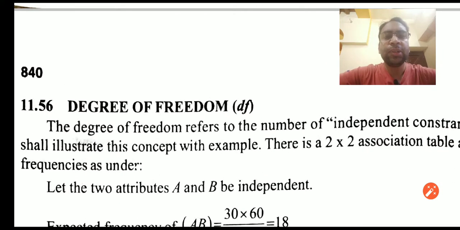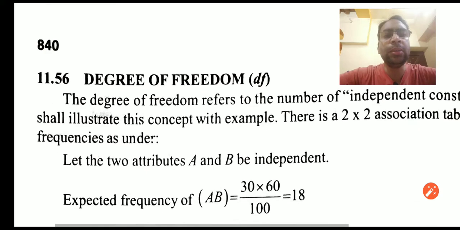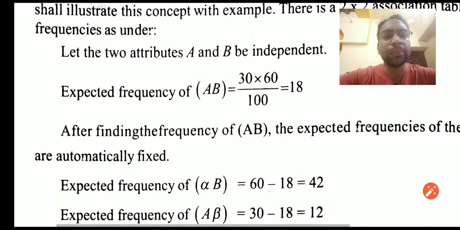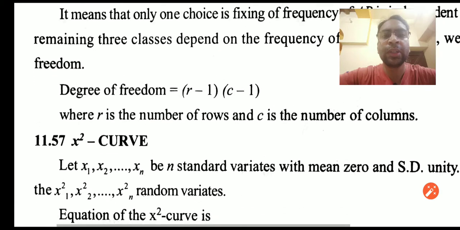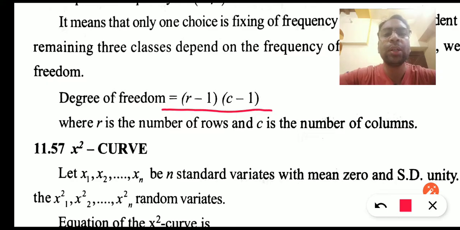Let's understand another definition, that of the degree of freedom, which will be used in the chi-square formula. The degree of freedom refers to the number of independent constraints in a set of data. Independent constraints can be considered as the sets, values, parameters or properties. So these will give you the degree of freedom. You will use this formula for calculation of the degree of freedom: r minus 1 multiplied by c minus 1, where r is the number of rows and c is the number of columns. So basically these are the different classification criteria.